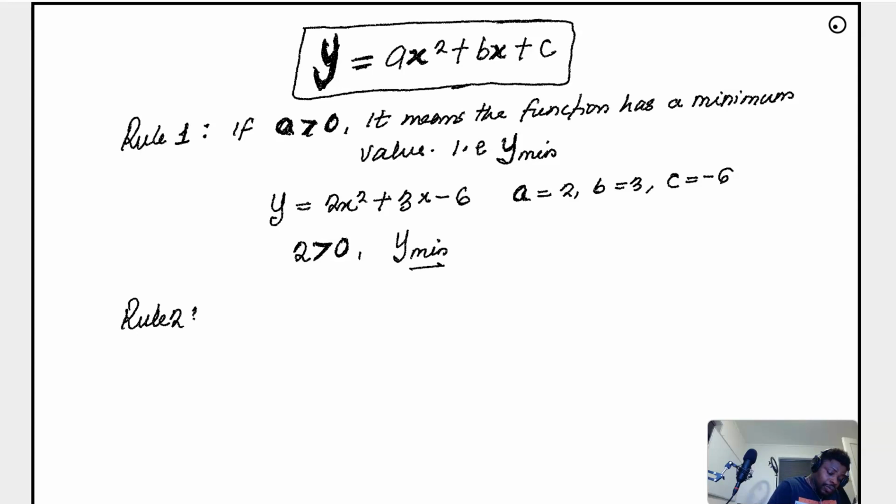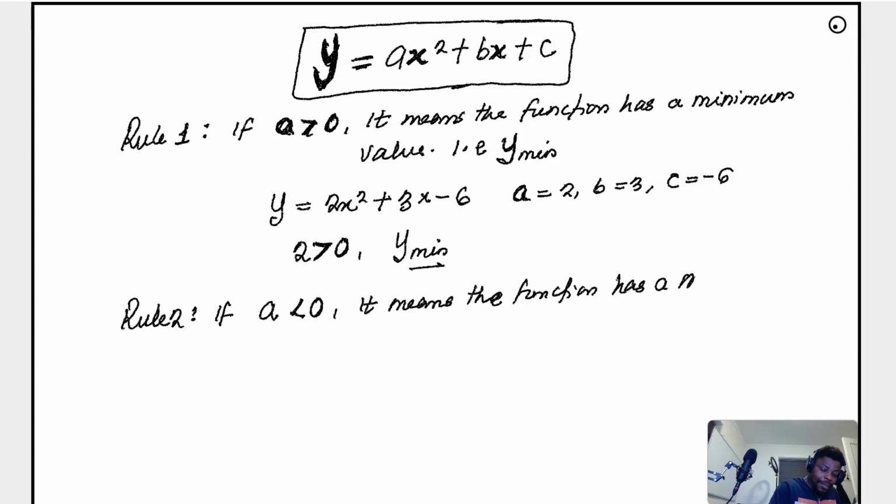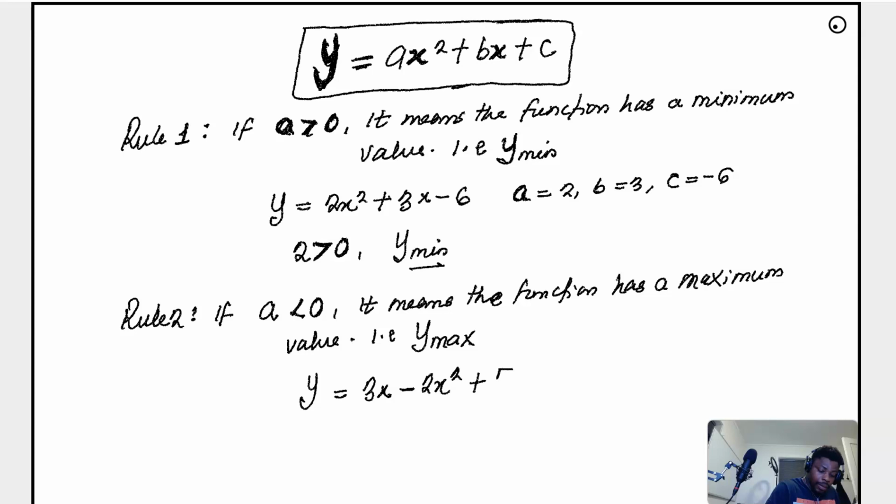Rule 2. If a is less than 0, it means the function has a maximum value, that is y max. So for an example, y is equal to 3x minus 2x squared plus 7.